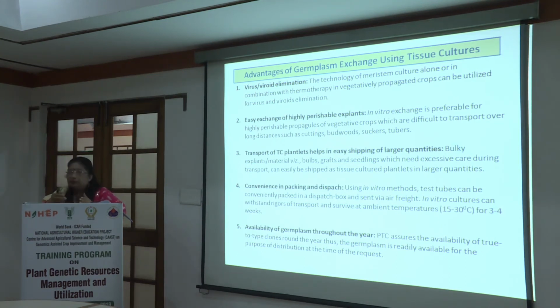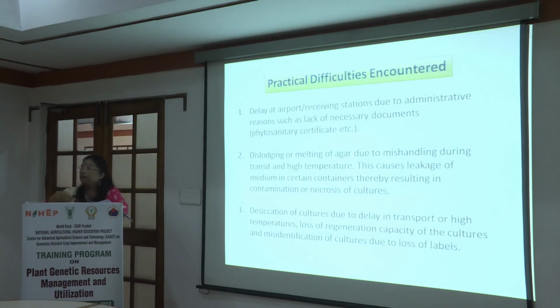The perishable material, once it is put in tissue culture, doesn't die. There is medium for it to grow. And it helps in shipping larger quantities. In a small pack, you can pack many accessions or many crops also. And in tissue culture, material is available throughout the year. Otherwise, in most of the cases, you have to depend on the season, availability as per the season. So that's why many of these materials are now being exchanged through tissue culture.